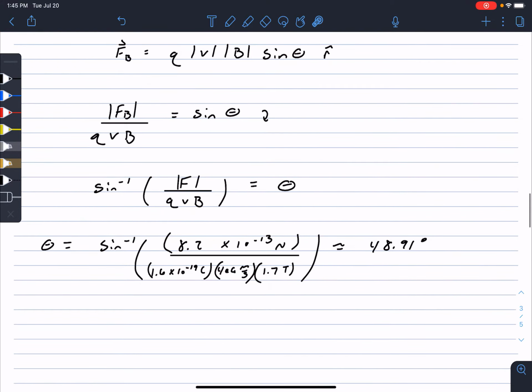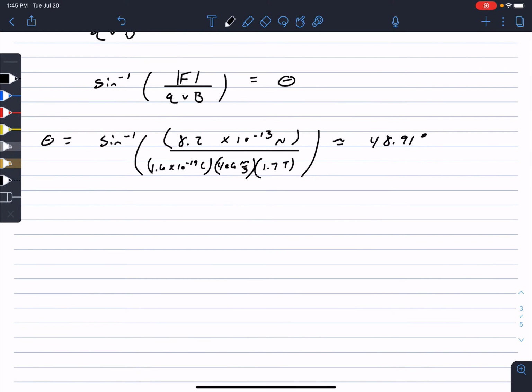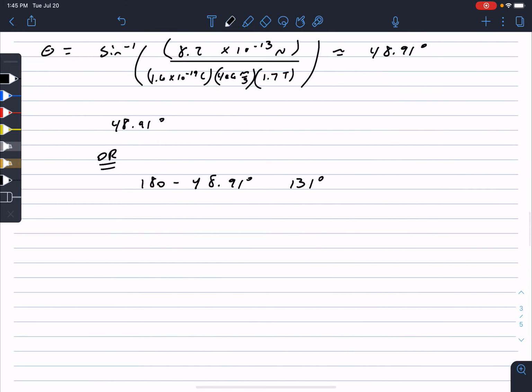So all I did was rearrange. Took these to the other side, took the arc sine of all of that stuff on the other side. It gives you the angle. But they don't specify where the horizontal is. So it could be 48.91 degrees, or it could be about 131 degrees, depending on where your horizontal is.